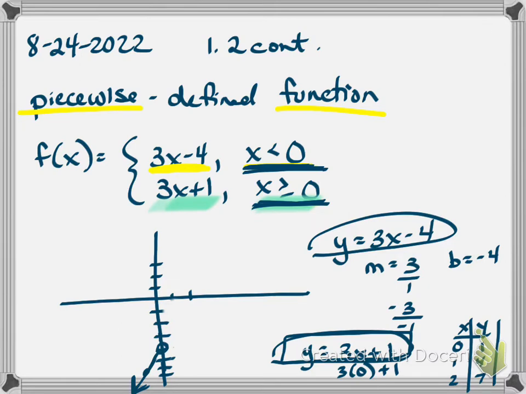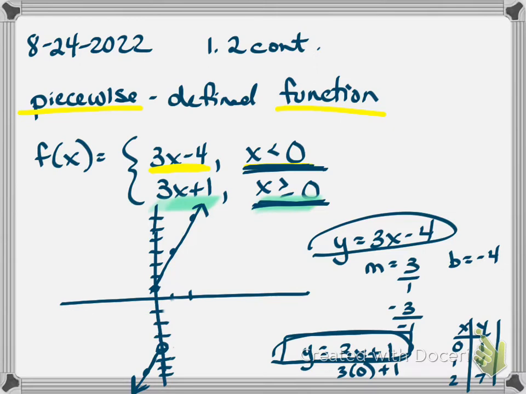So going the other direction, I have the point 0, 1, I have the point 1, 4, and the point 2, 7, and so I have this piece of a line. And this is a function. It does pass the vertical line test, even though I've got a closed circle and I have an open circle down there. So even though x equals 0 has two different values, it looks like one of them is an open circle. So this is a piecewise defined function, and we can use it to answer questions.